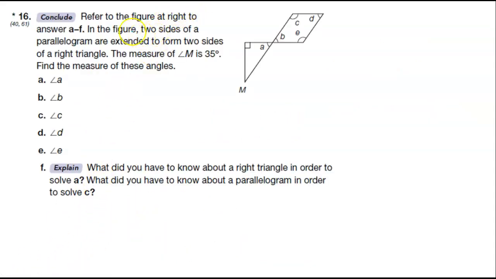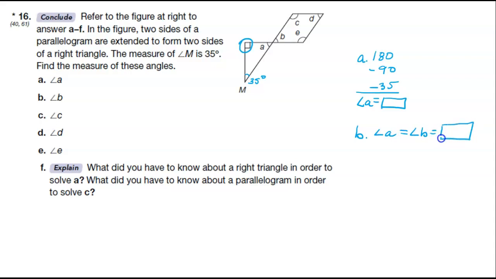All right, refer to the figure to the right. In the figure, two sides of the parallelogram extend at right angles. The measure of M, so this is 35. Find all of these. So let's see. To find A, I know that all of the angles in a triangle add up to 180. So I'm going to have to subtract 90 for this, and then 35, and that will give me angle A. Once I have angle A, it is equal to angle B, so that will give you the answer to B.